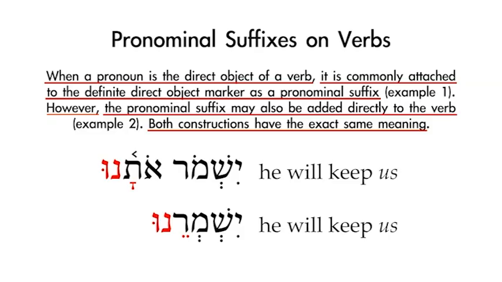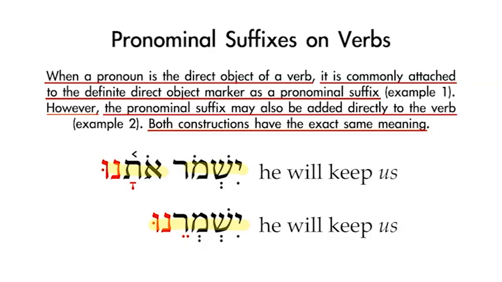So let's look together at these two examples. The first one, Yishmor Othanu, he will keep us. Here you see the Qal imperfect 3ms verb, followed by the definite direct object marker with a 1cp pronominal suffix, us. In the second example, Yishmerenu, it's also translated he will keep us.